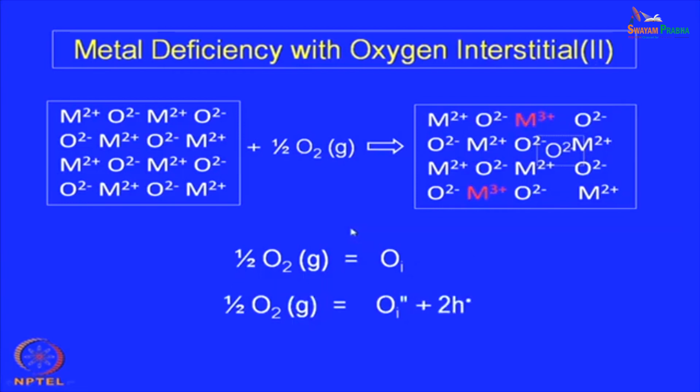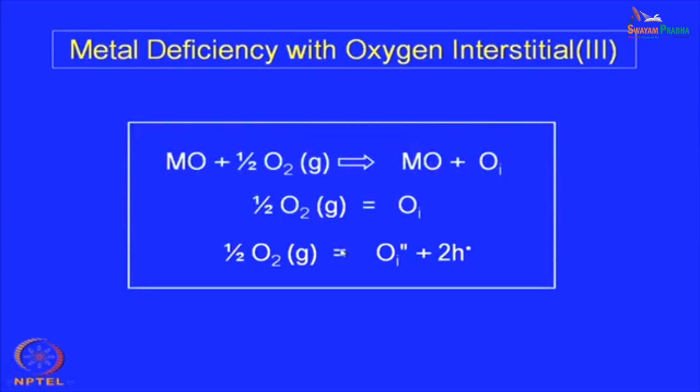And finally, of course, the same thing happens here also. M2+ is changed over to M3+, basically because this situation creates 2 holes. So, these holes are mobile. That is what is happening here, and these are the reactions one can write as a consequence of those reactions taking place. And finally, this is the resultant.